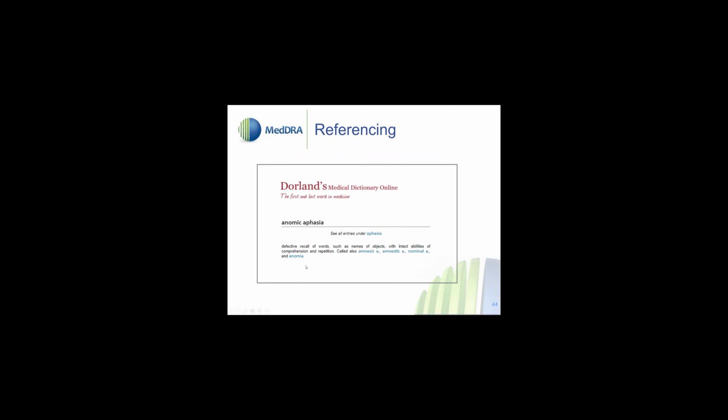Dorland is always the main or primary reference for MedDRA. So anomic aphasia can also be called amnestic or nominal aphasia or anomia, and always describes a defective recall of words, such as names of objects. These are all to be considered synonyms, and this is how you would code difficulty remembering words.